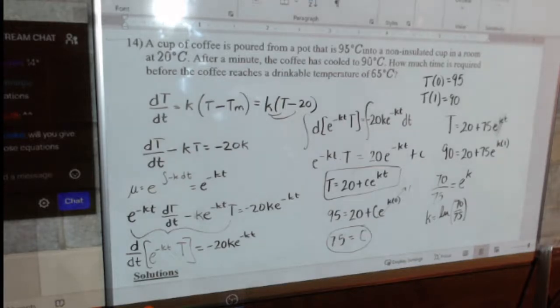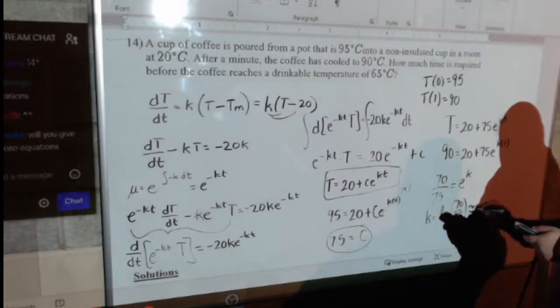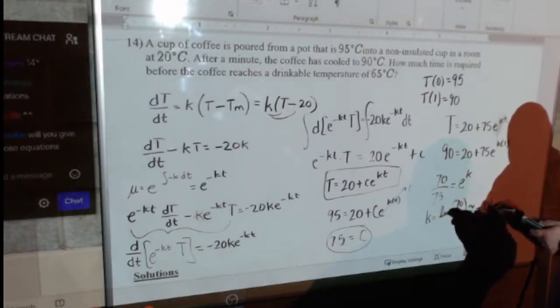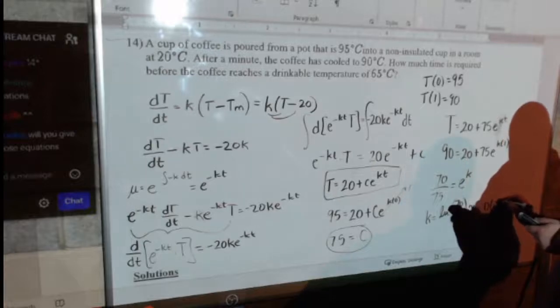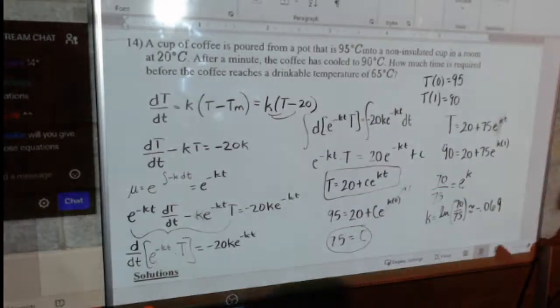Come on, marker. That is approximately negative 0.06. Let's just say 0.069. I'm sure one of the questions you're going to have is, how do you know when to truncate it? Let's just say for the exam, if I gave you something like this, 4 decimal places.